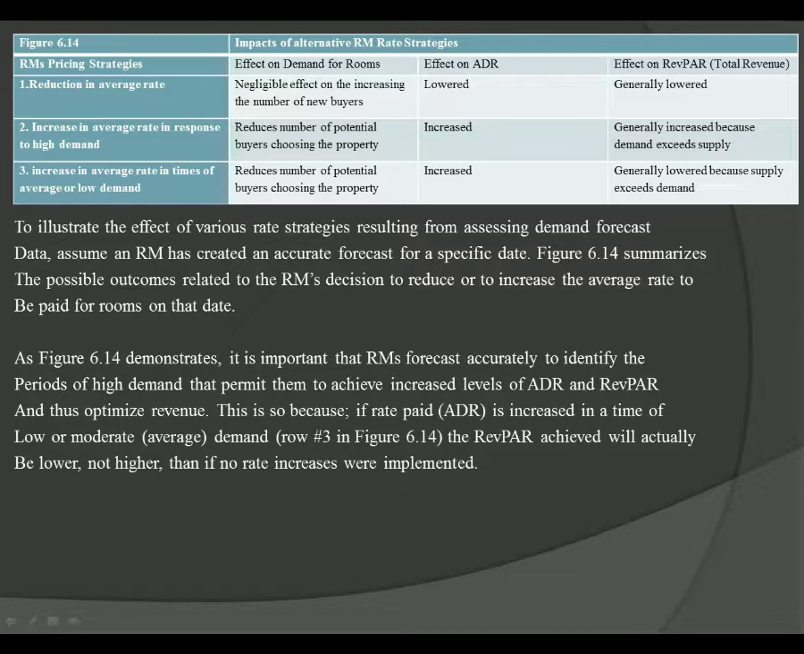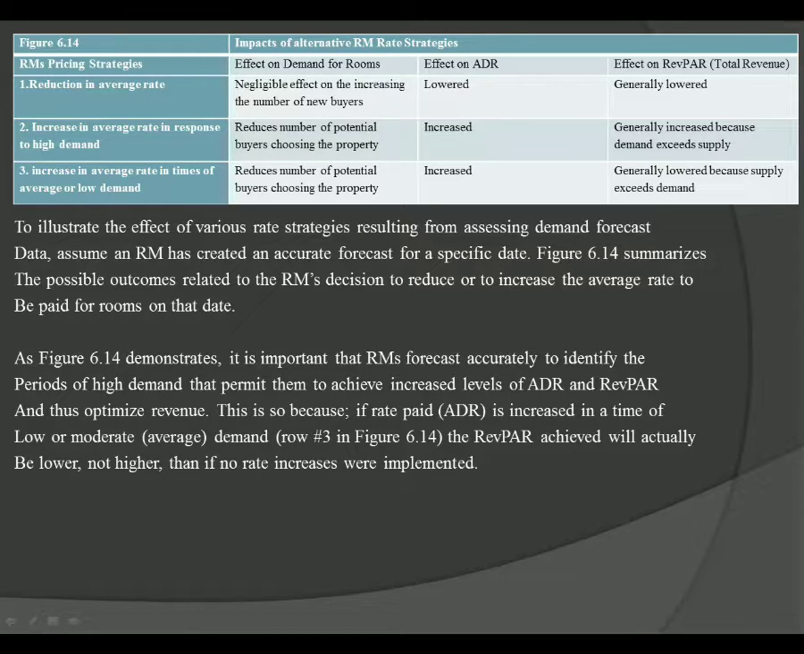To illustrate the effect of various rate strategies resulting from assessing demand forecast data, assume an RM has created an accurate forecast for a specific date. Figure 6.14 summarizes the possible outcomes related to the RM's decision to reduce or to increase the average rate to be paid for rooms on that date.